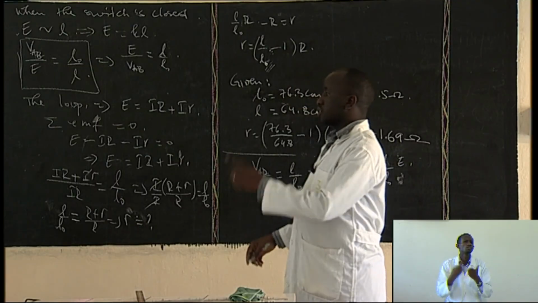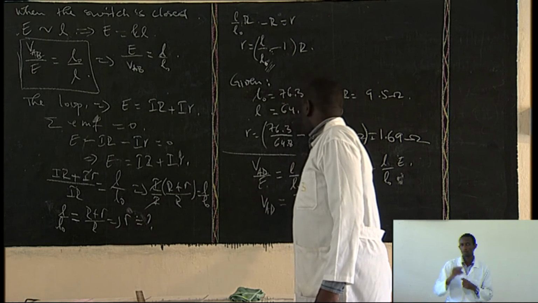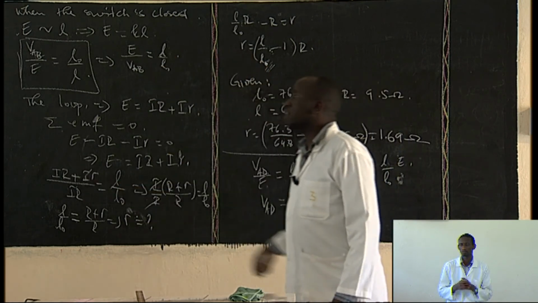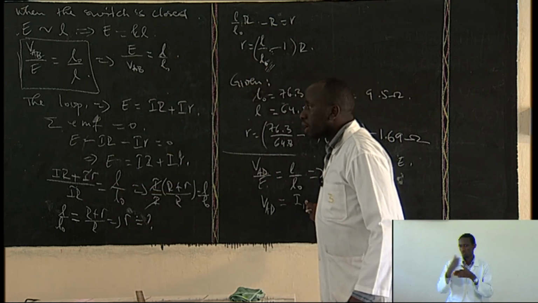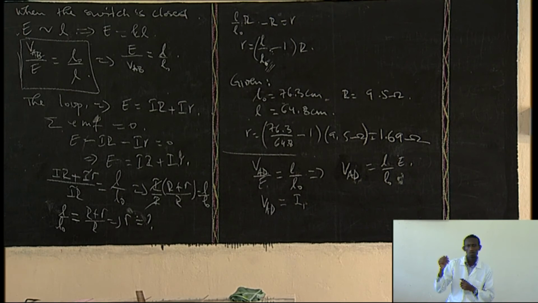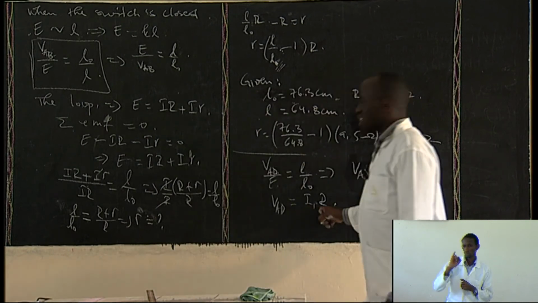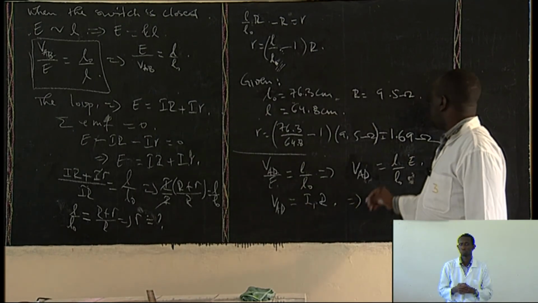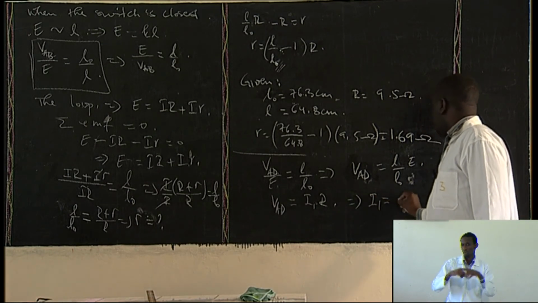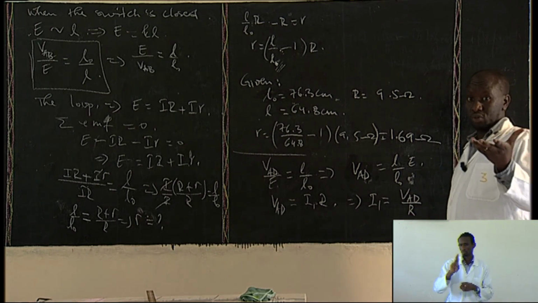But now, what is next here? What is next is that this VAD will be equal to the current that is moving, that is closing the resistance that we have. Do you see this? It is I1. So VAD equals I1 times the resistance. Do you see that one? So we can find the current equals VAD over the resistance.